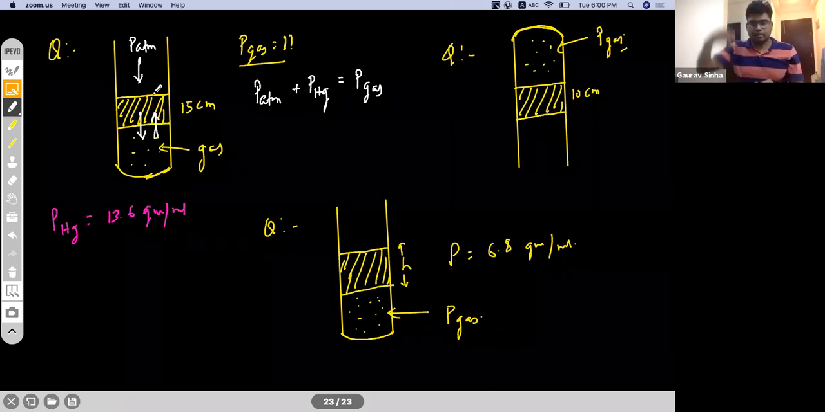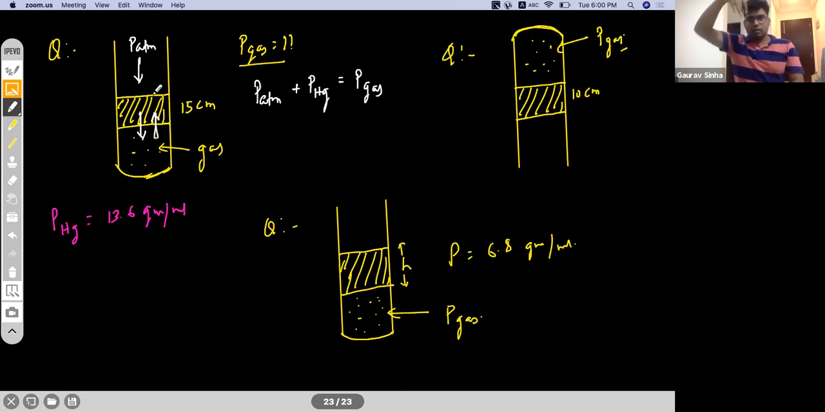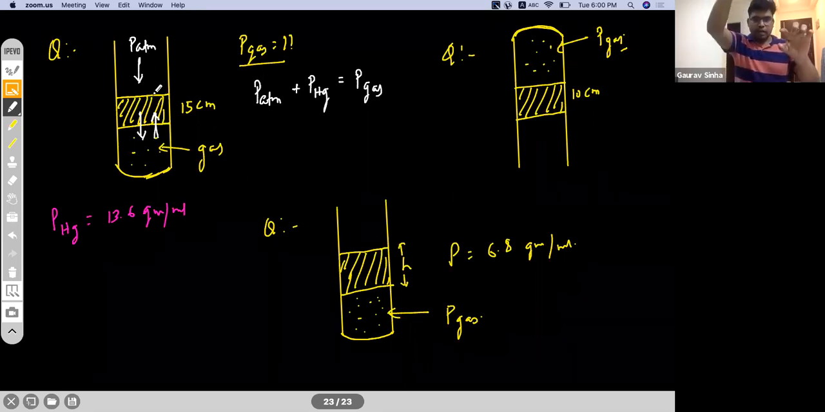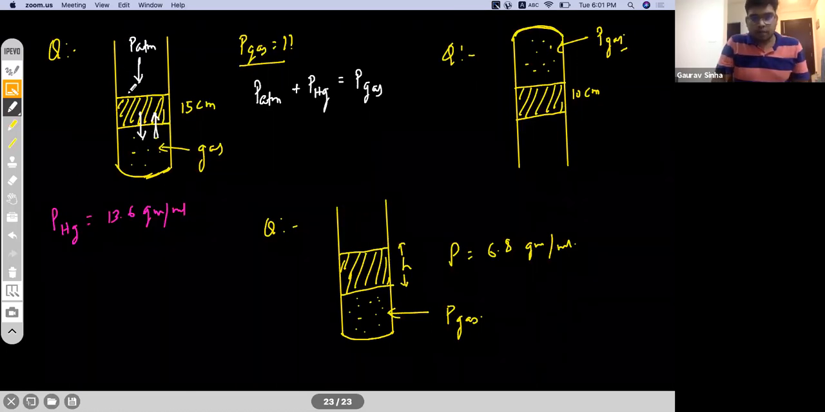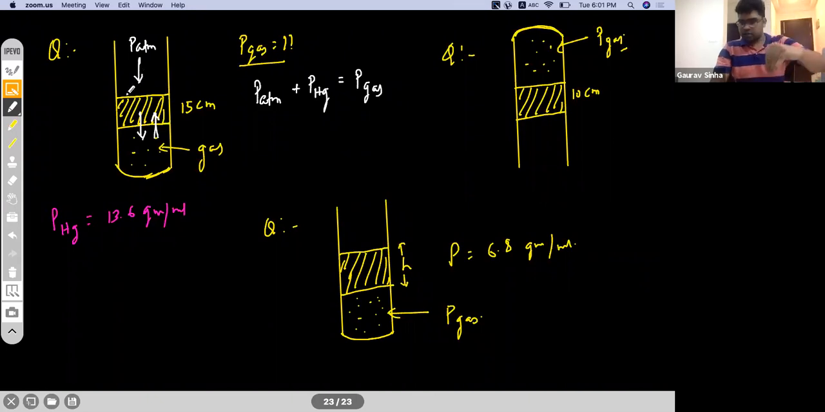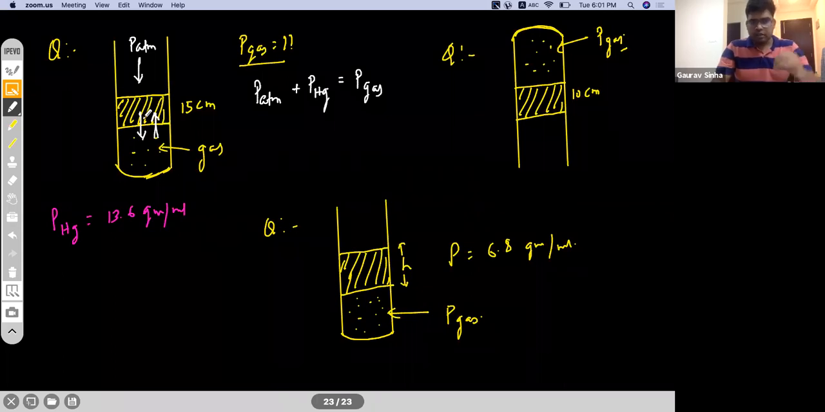I am also sitting here, so there is atmospheric pressure on me, in the downward direction. So if you have a liquid column here, the atmosphere will also exert pressure in the downward direction, because it is above. The liquid column, we know, exerts pressure because of its height, so it exerts pressure on this gas.